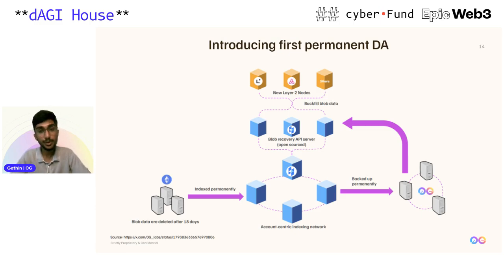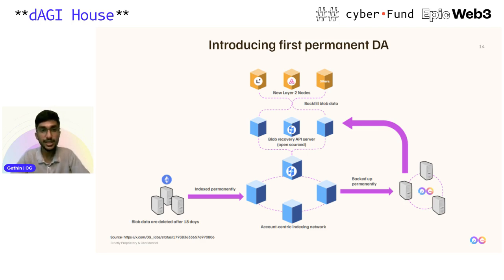Introducing the first permanent data availability layer. We saw how we can program data, how we can store data, and how we can retrieve the stored data from the zero-G chain. Next, we saw how we can infinitely scale our blockchain, providing faster throughput and making it scalable. Now we will see how it is permanent, that is, how you can store data permanently on the blockchain.